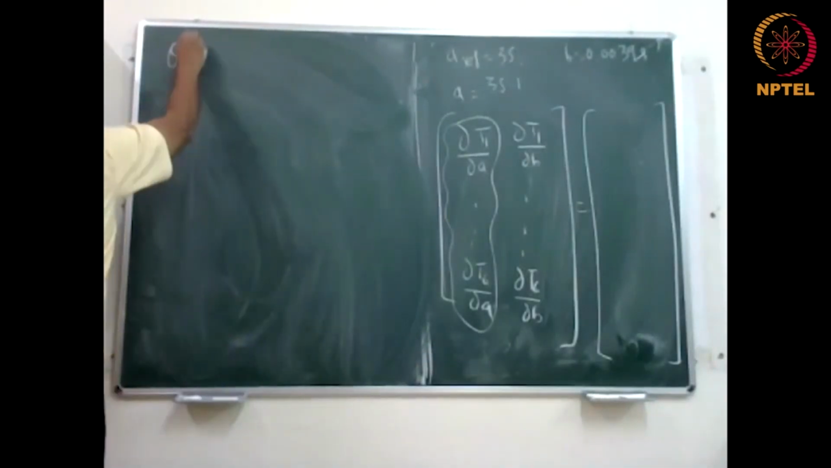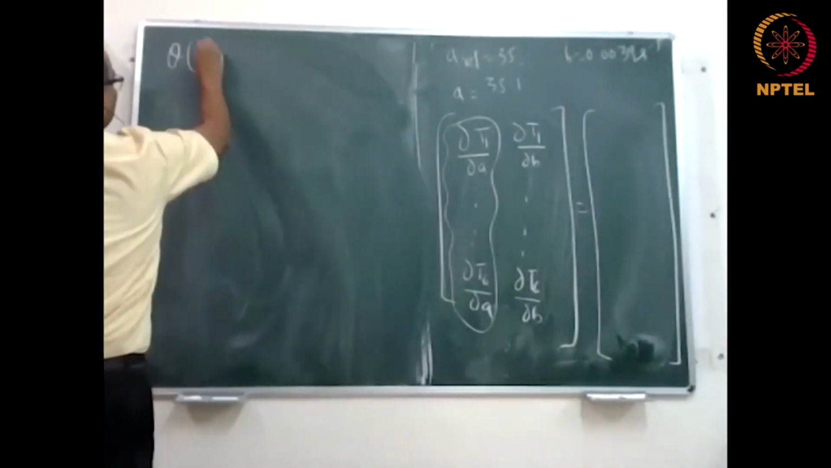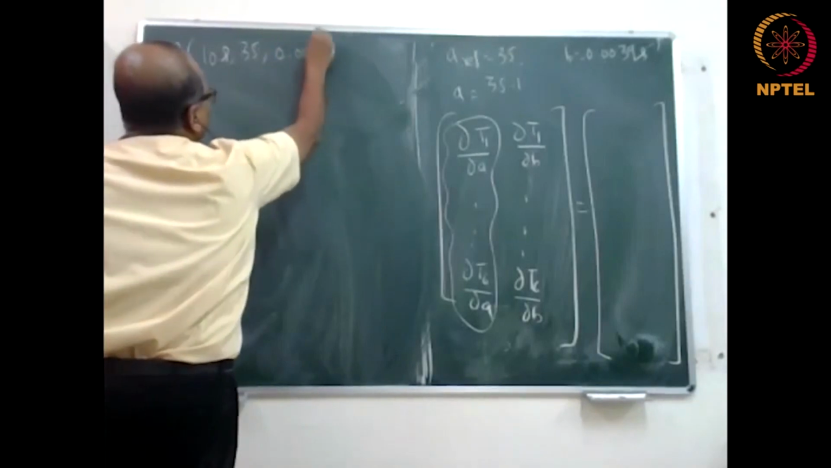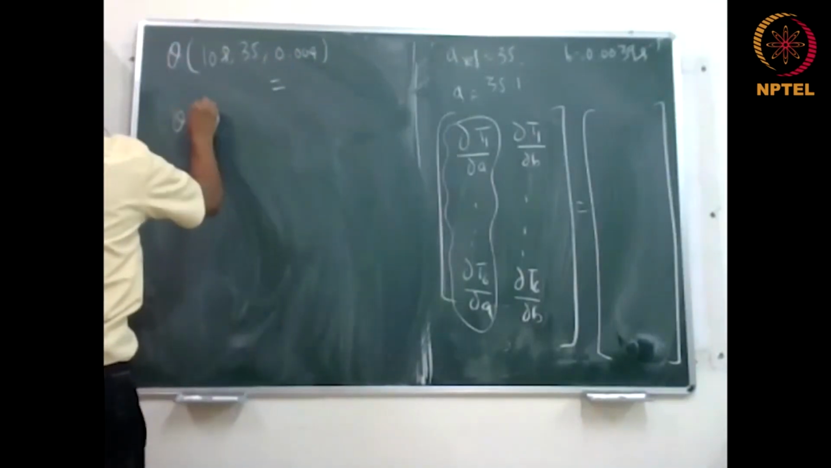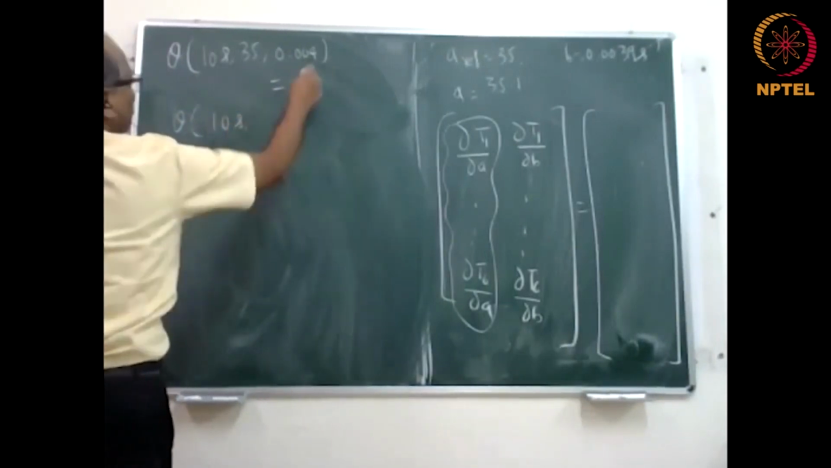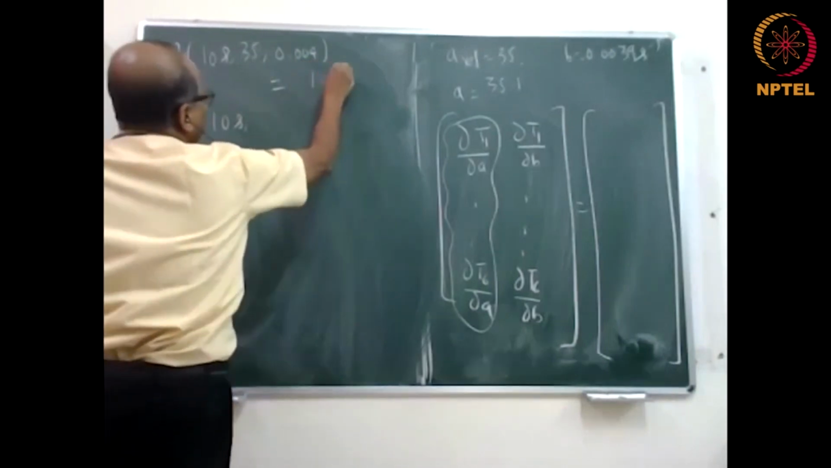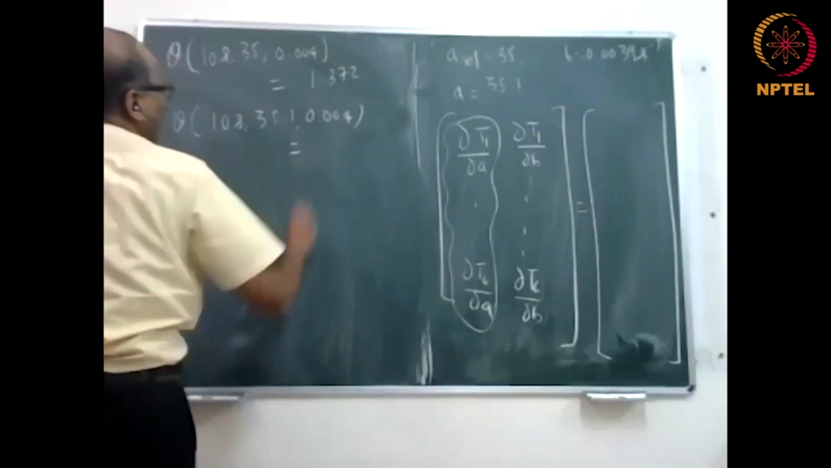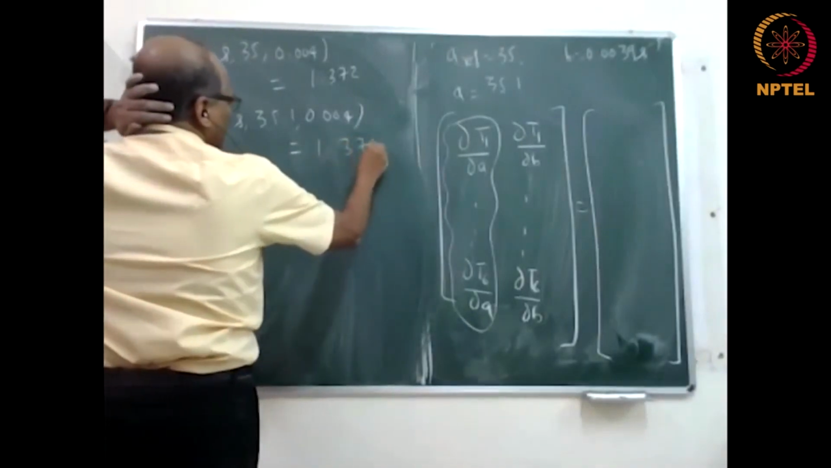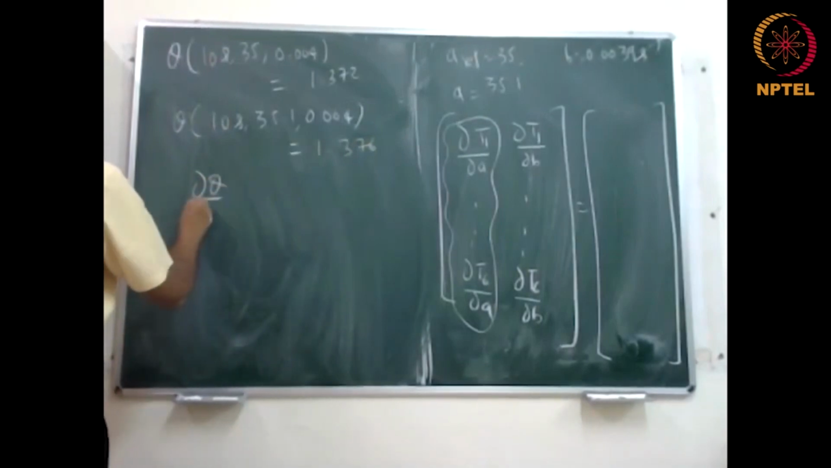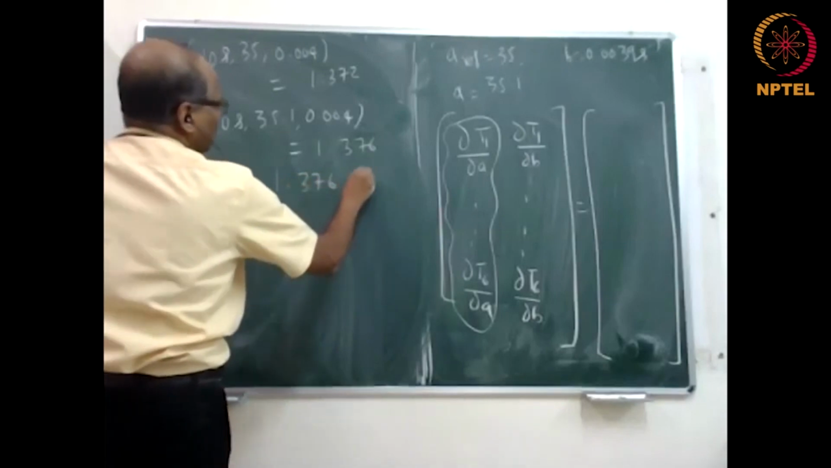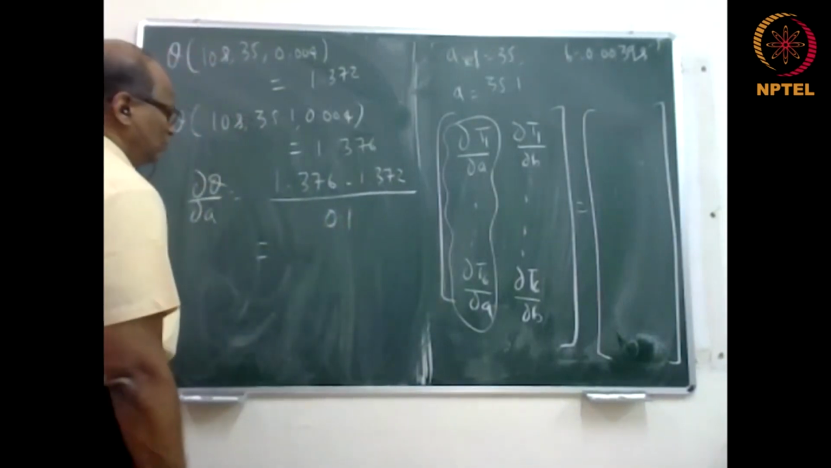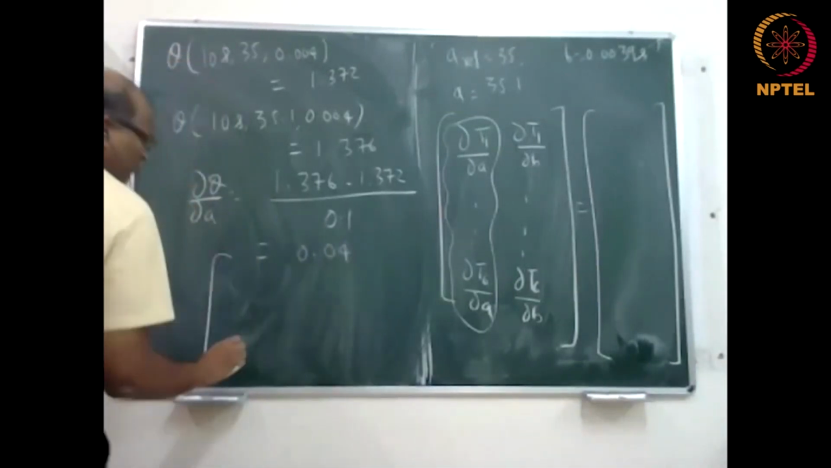What is the first time? Theta at time 10 seconds. What is that? Yes, 10 second. 35.004. 35.1, no, original. How much is that? From the model, 1.3724. 1.37, 10 second. 35.1. 0.004. How much is this? 1.376. How much is this? 0.04. Okay, so the first one is 0.04.